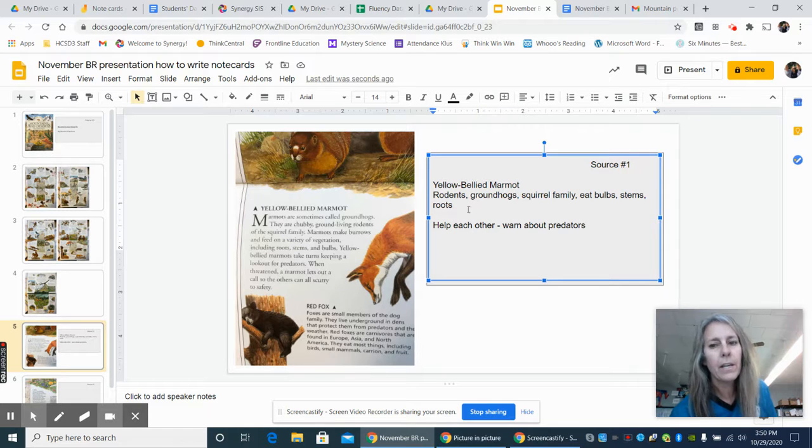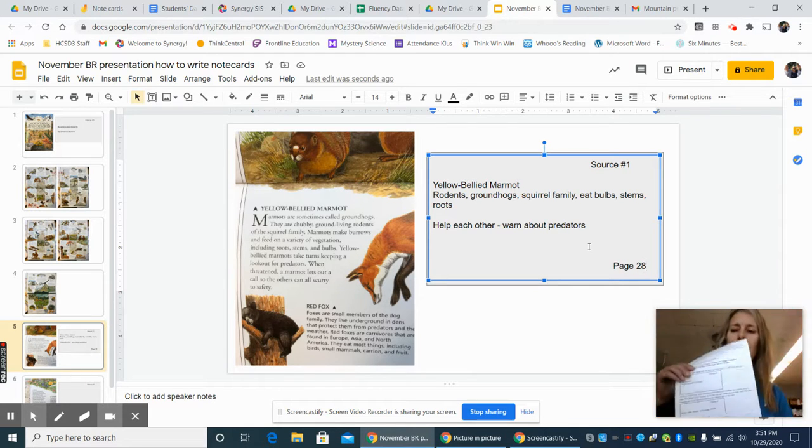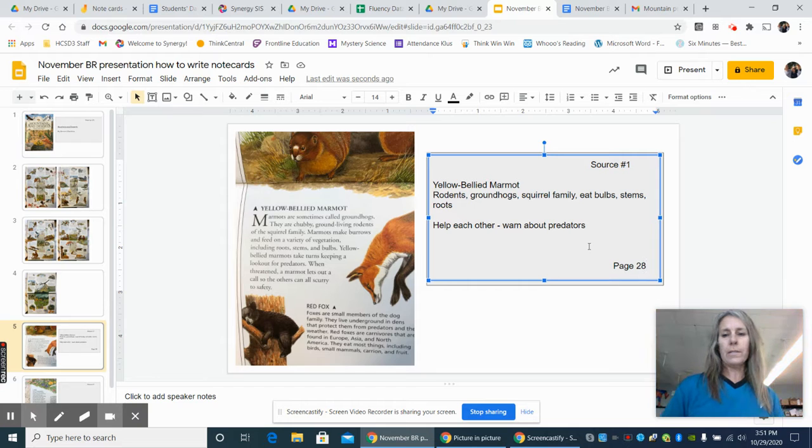So on this note card, it's only about yellow-bellied marmots. If I want to write about, let's say, the red fox, I'm going to have a different note card, and my note card will have source number 1. It'll have something about the red fox, and then that note card will just be about the fox. I'm also asking you to write a page number, and I could see by my book that it is page 28. So, upper right-hand corner should all be source number 1. The bottom right-hand corner should be page 28. And then right here, the notes in your words, this is the paper that I'm looking at for my directions.